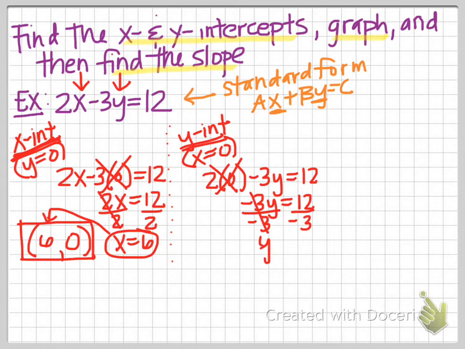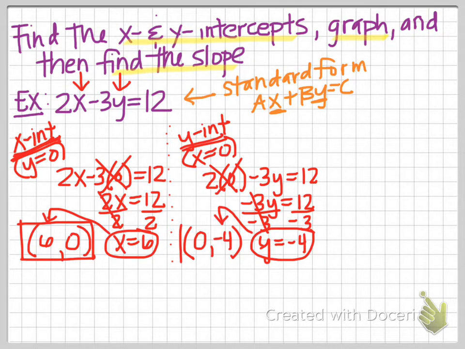So y equals 12 divided by negative 3 is negative 4. There is the y value of your y-intercept. So to write it as a point, remember, as a point, the y-intercept has an x value of 0. So we're going to put that y value of negative 4 there. And there is my y-intercept.